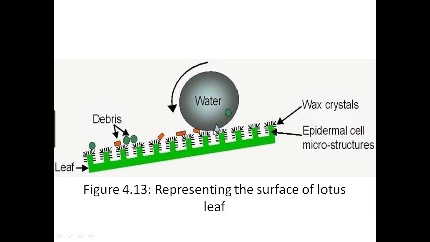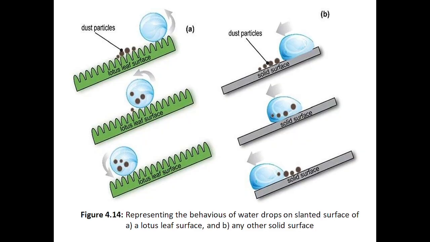So these micro and nanostructures ensure a higher contact angle. Once water falls on the leaf, it will form a droplet because there is no attachment. The surface will repel the water, so it forms a drop and starts falling. While falling, it takes off this particular dirt along with it. That's how it acts as a self-cleaning property.